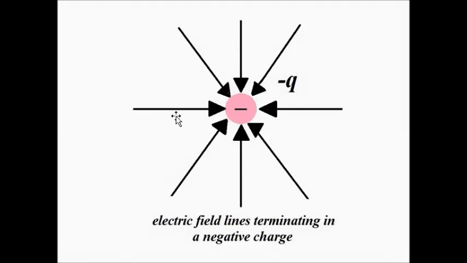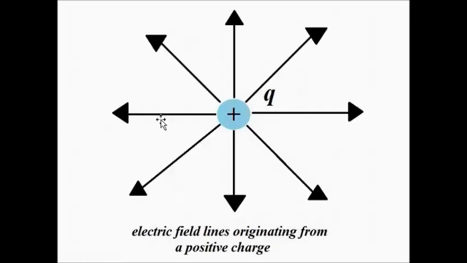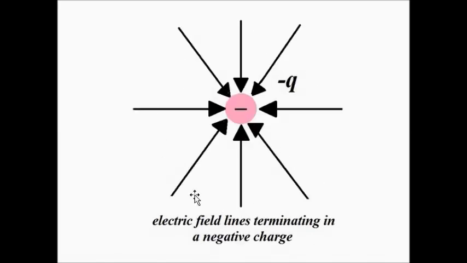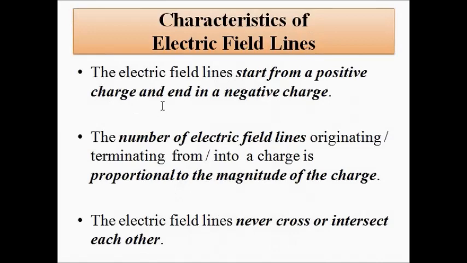Now let us count the number of field lines here. Here also 1, 2, 3, 4, 5, 6, 7, 8. So at plus q, 8 field lines are originating. Here, 8 lines, the same 8 lines, are terminating at minus q. So both the properties are satisfied.